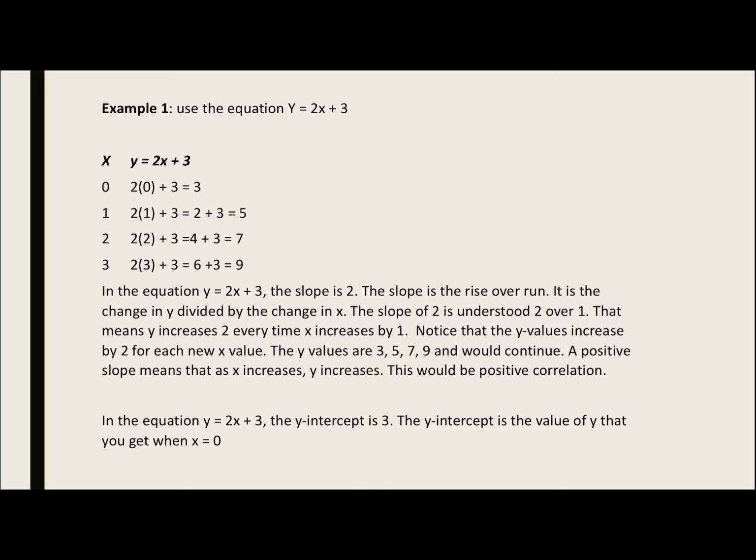Notice the y values increase by 2 for each new x value. The y values are 3, 5, 7, 9, and would continue. They go up by 2. A positive slope means x increases, y increases. This would be a positive correlation.